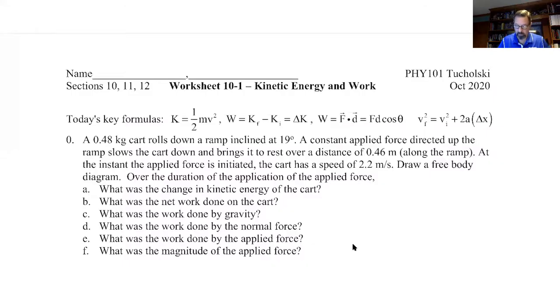Screen mirroring here, Zoom. Come on, you can do it. There it is. Get rid of that stuff. And here's my first problem.